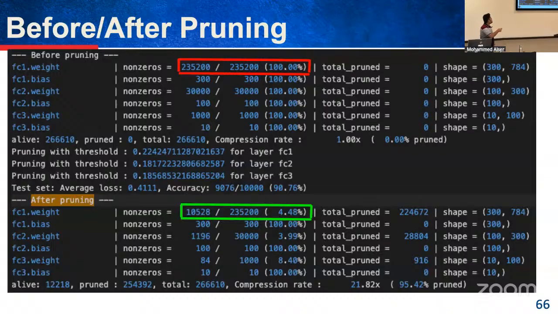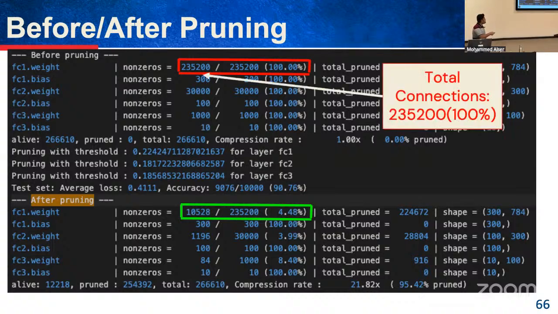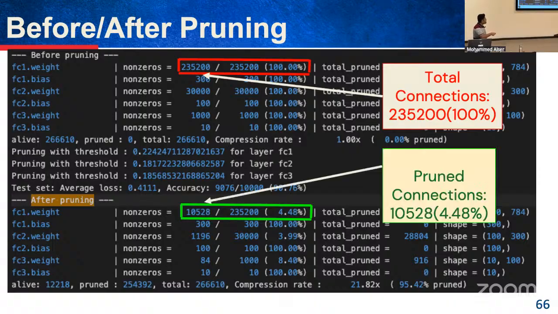What I found is that I ran the LeNet-300-100 network on the MNIST dataset, and for a fully connected layer, the weight count was about 235,000, but after pruning it was actually 10,528. So this is what I got. Go next.